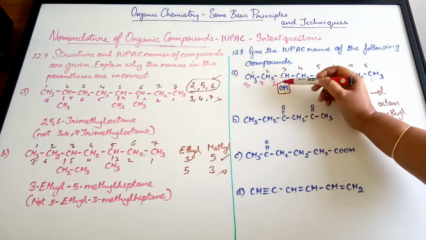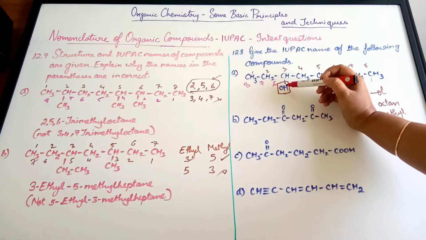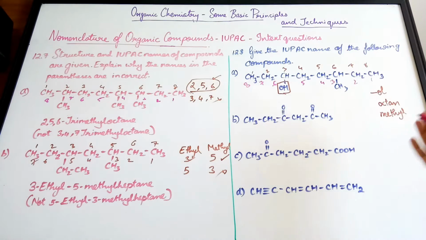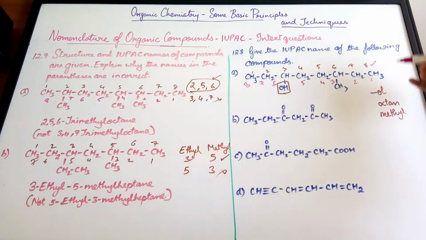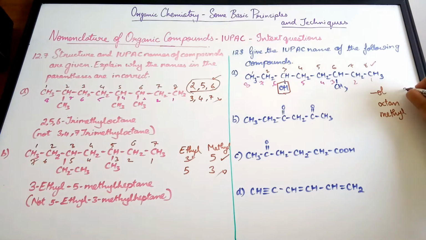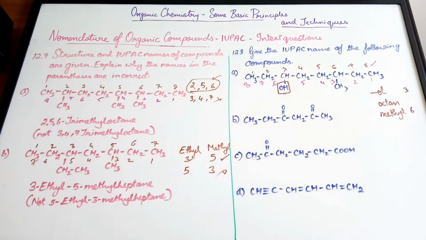So the alcohol group should have the least number. That is a principal functional group, and its locant should be as low as possible. So between 6 and 3, 3 is obviously less. So the alcohol is present at position number 3 and the methyl group is present at position number 6. With this, we can write the name of the compound.